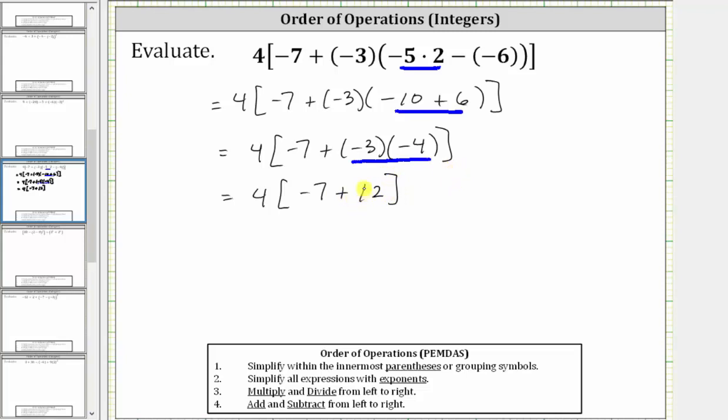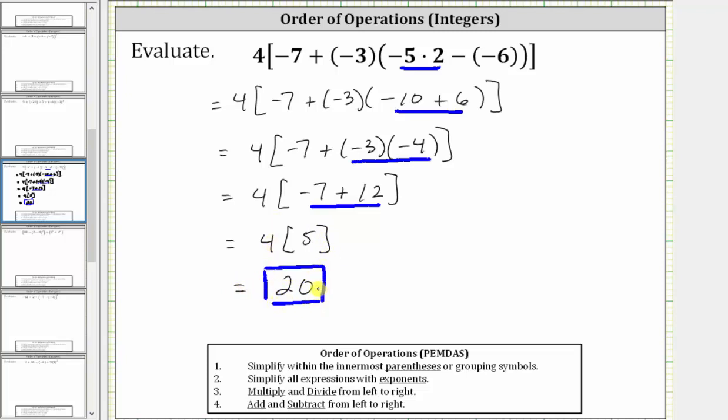Still simplifying within the brackets, the next step is to determine the sum of negative 7 and positive 12. Notice how the positive 12 is going to outweigh the negative 7, and therefore the sum is going to be positive. Negative 7 plus 12 is equal to positive 5. The expression simplifies to 4 times positive 5, and 4 times positive 5 is equal to 20. The given expression simplifies to positive 20.